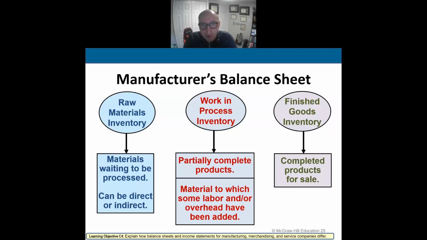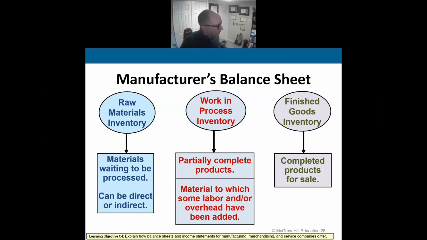So raw materials inventory. We also have work in process inventory on a manufacturer's balance sheet. That includes the partially complete products. We started the process of manufacturing the car, but we have not yet finished it. When it's in that stage, it's called work in process. We're adding costs as it moves through the process.